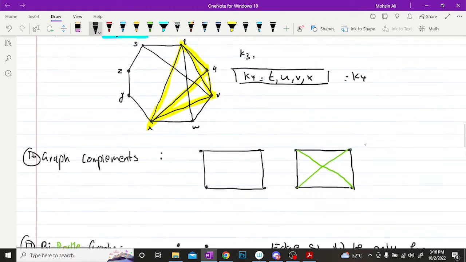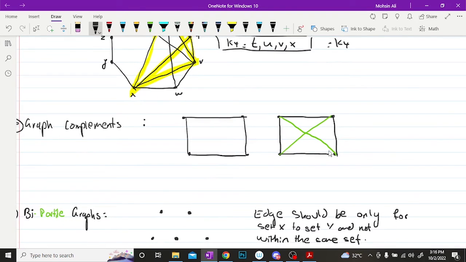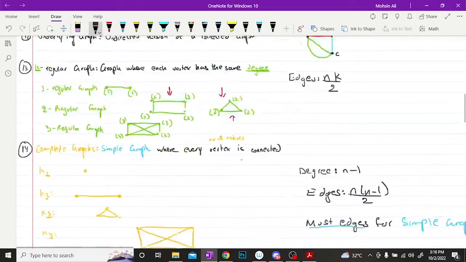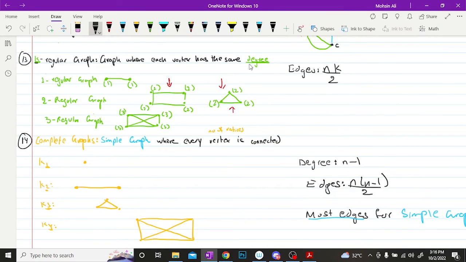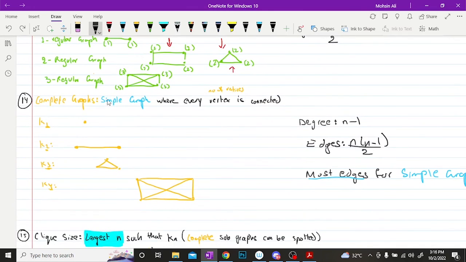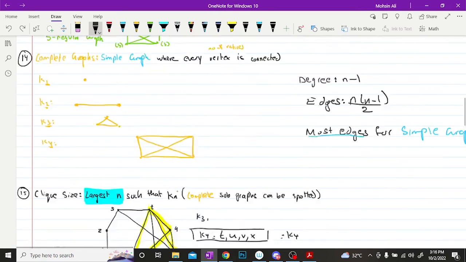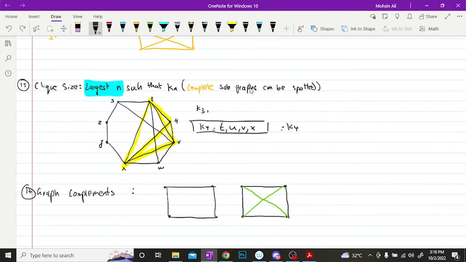Okay, moving on. What are graph complements? So here I have two graphs, and before I continue with graph complements, let me revise a little bit. We talked about K-regular graphs, complete graphs, and the clique size. For K-regular, K represents the degree. A one-regular graph means each vertex has 1 degree, a two-regular graph means 2 degrees, a three-regular graph means 3 degrees. For a complete graph, we're talking about a simple graph where every vertex is connected, and K denotes the number of vertices: K1 is one vertex, K2 is two, K3 is three, and K4 is four vertices, where every vertex is connected to each other. Then the clique size is the maximum complete subgraph that you can find in a graph. In this case, that was K4.